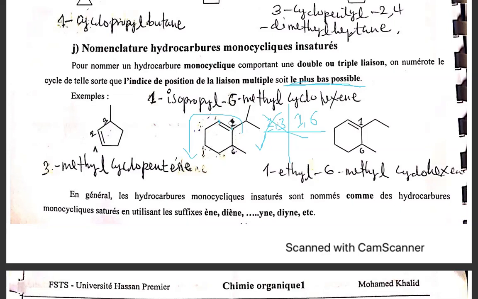So at position number 1, you have a substituent, and at position number 6, you also have another substituent. So isopropyl is this substituent you are seeing here. So it also has another name. Now, this is how you name it.